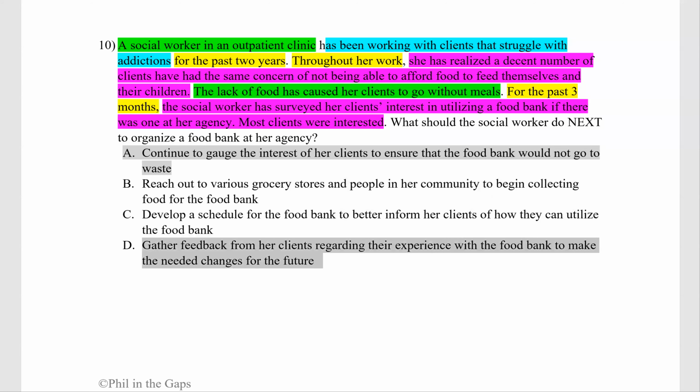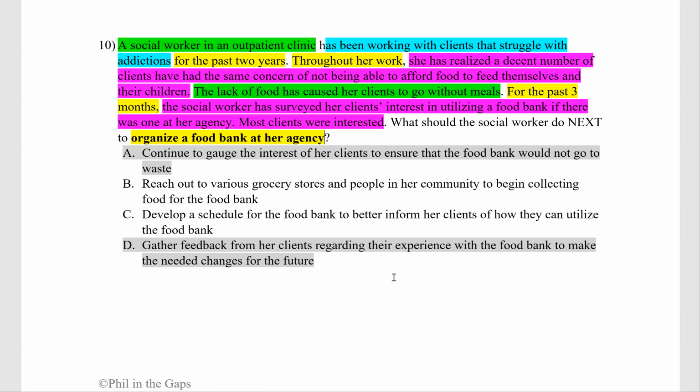We're also going to rule out D. Why? Because we haven't established the food bank yet. So we can't say, hey, what was it like for you to utilize the food bank? Because we surveyed them and we need to organize the food bank. It's not established yet. So we can't say, hey, what was your experience? That's way too fast. Slow down, slap the brakes, make sure you're reading the question and comparing your answer back to the question to make sure they connect.